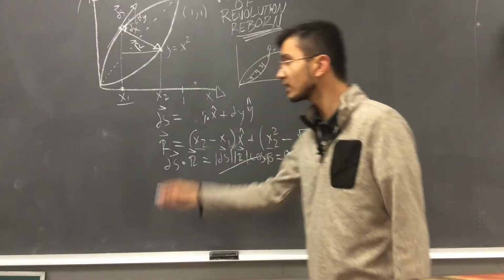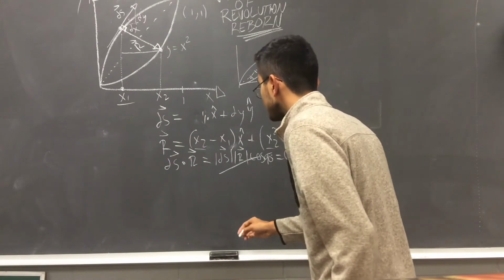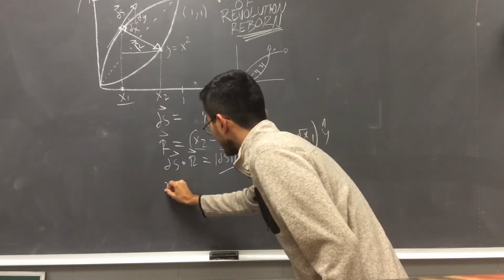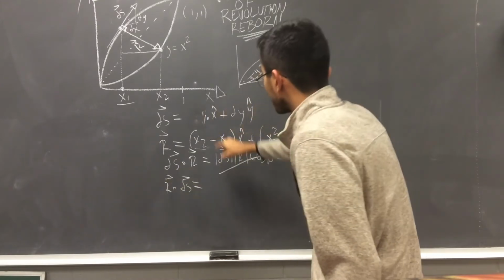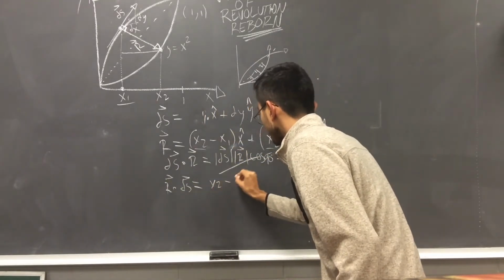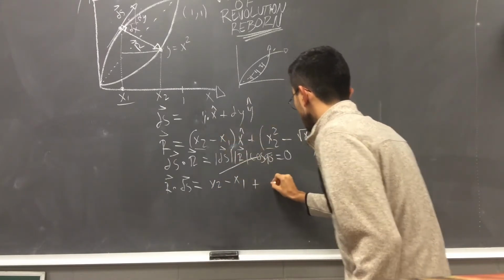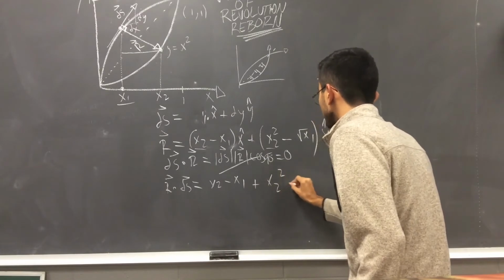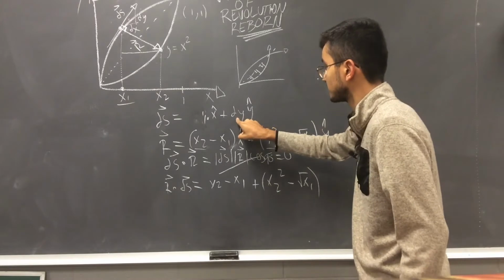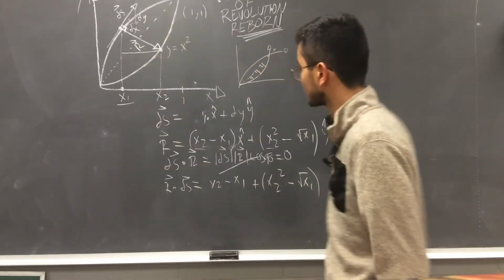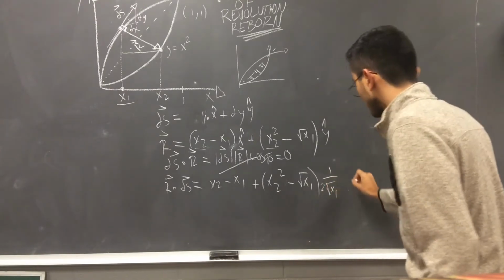So essentially, that's equal to 0. So we can go ahead and calculate the dot product of these two vectors. So r dot ds is going to give us that times this. So it's going to be x2 minus x1, plus x2 squared minus the square root of x1, all of that multiplied by the derivative of the top curve. Now the derivative of the square root of x is 1 over 2 square root of x1. All of that is equal to 0.